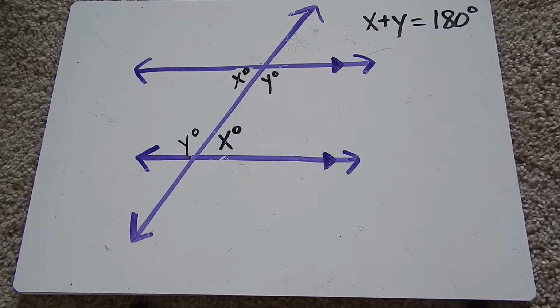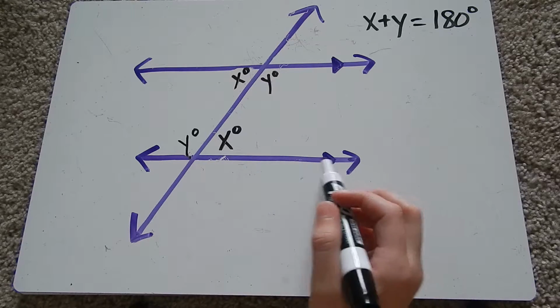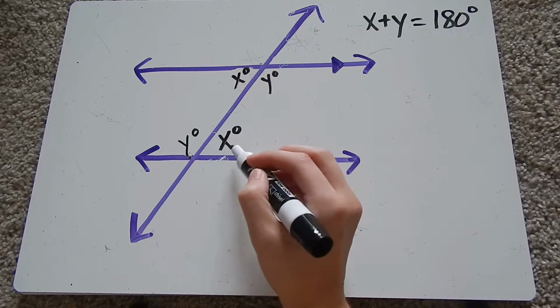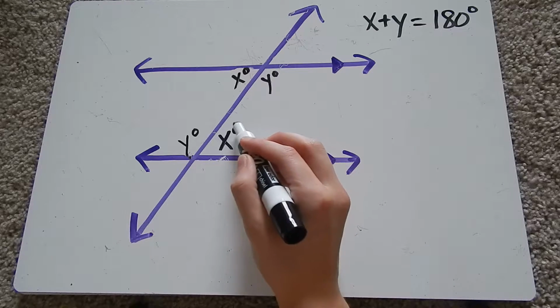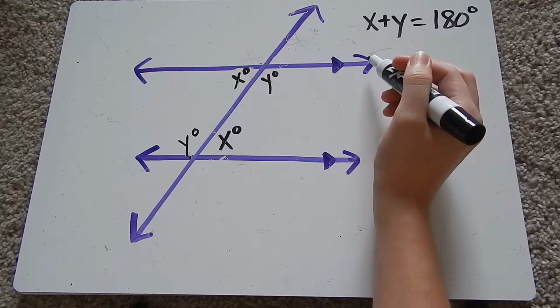Our third theorem is corresponding angles. Corresponding angles mean if you look at one of your parallel lines, and we're going to pick one angle, I'll pick this one here, x. So if I look at this parallel line, this is x degrees. I want to find that same spot on my other parallel line.